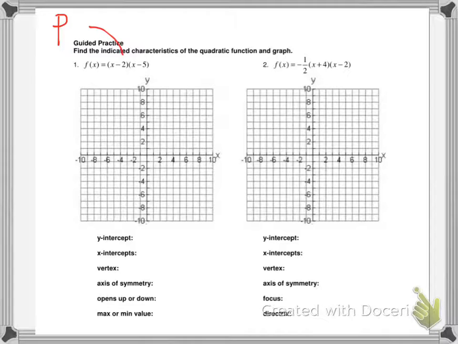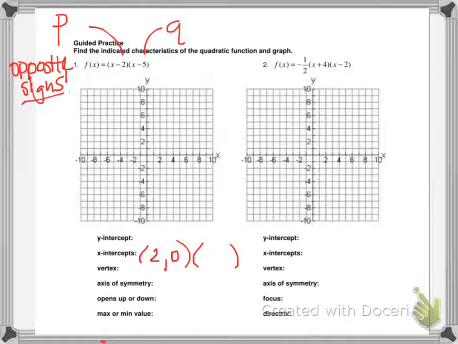Starting with our first one, our p in this first problem is going to be 2, and our q is going to be 5. We're just going to remember that these are the opposite signs, so they're both being subtracted here, x minus 2 and x minus 5. So that's going to create x-intercepts of 2 and 5, (2, 0) and (5, 0). So we're going to graph those, 2 and 5.